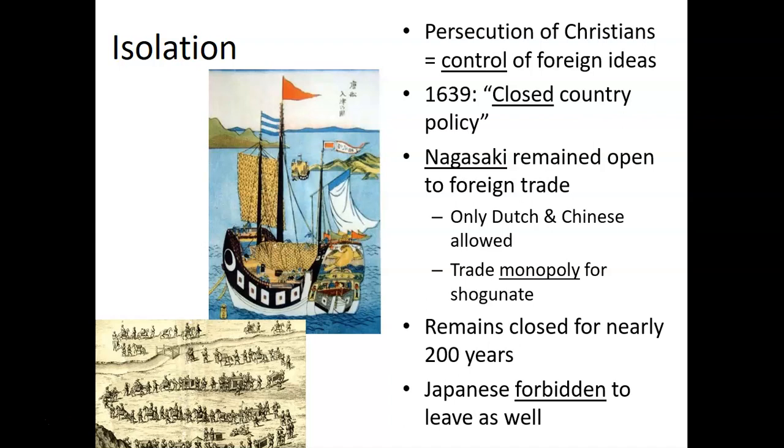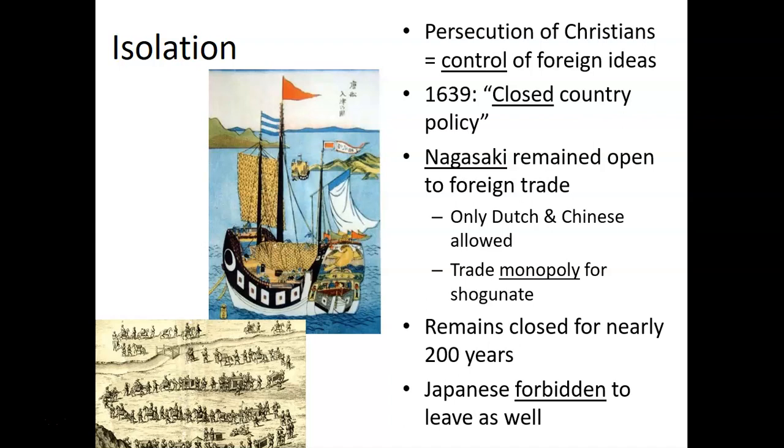Now, the only two groups that are allowed to trade there are the Dutch, again for the same reason like we talked about in the last lecture with the Chinese. They trust the Dutch. They're not really as imperialistic a culture, even though we see imperialism in their veins in other areas, and then the Chinese. So what this does is it not only restricts them, it doesn't totally cut them off, but it means that there's a trade monopoly for the shogunate.